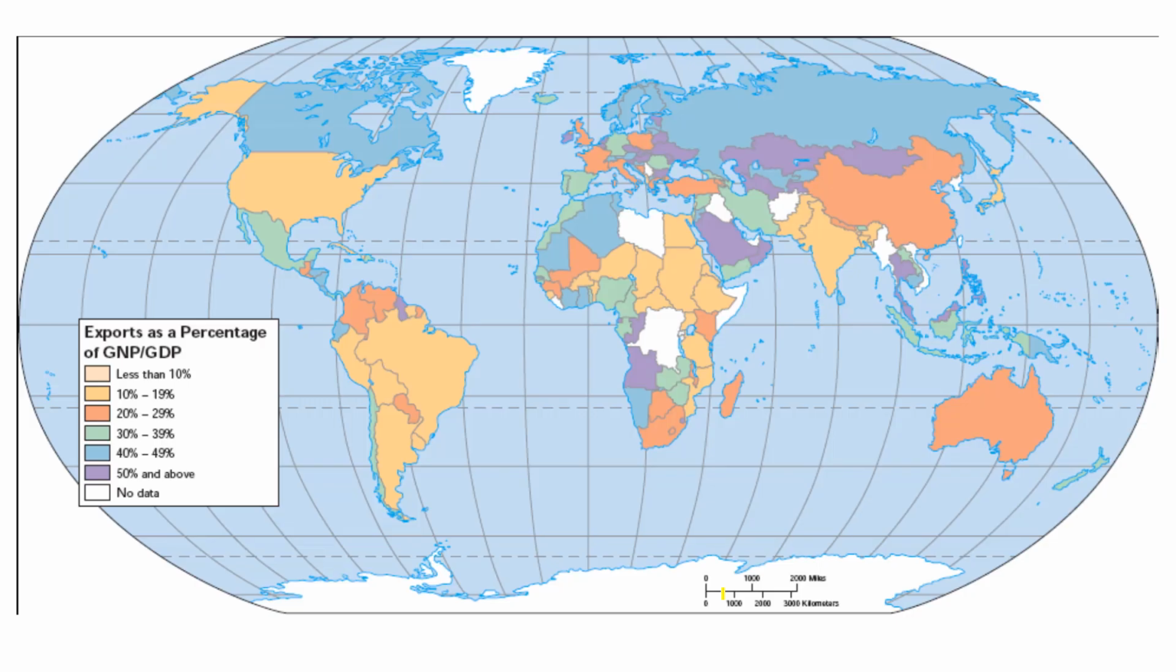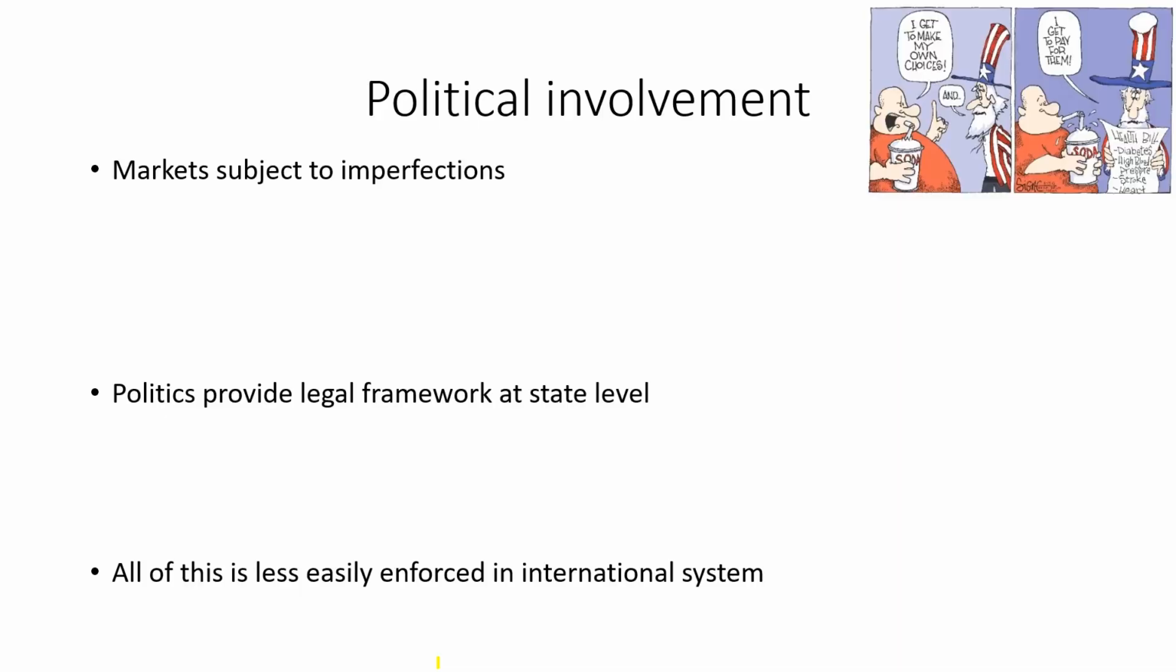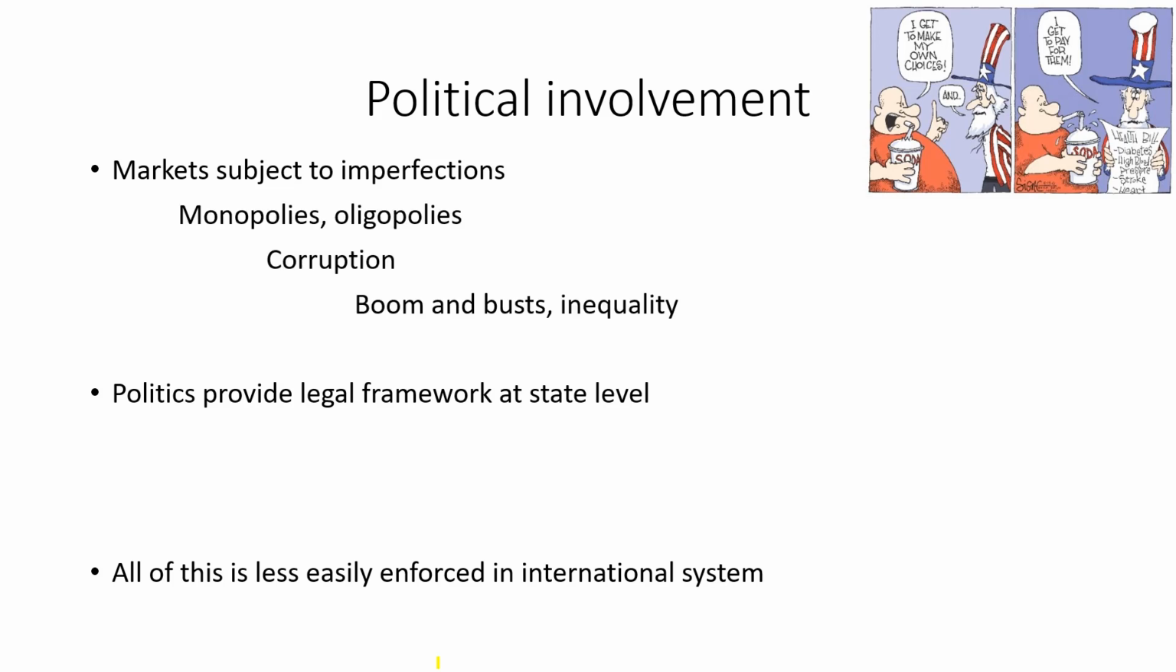This map here is looking at exports as a percentage of your GDP. This is kind of a mixed bag, but the main point I want to make here is that the United States is at a fairly low percentage. Now, political involvement when it comes to trade: the market is subject to imperfections that we've already talked about, a tendency for monopolistic, oligopolistic behavior. Corruption is extremely low in the United States compared to other countries, but we still have to watch out for that when we're dealing with other countries. We also have the boom and bust cycles, the tendency to inequality.